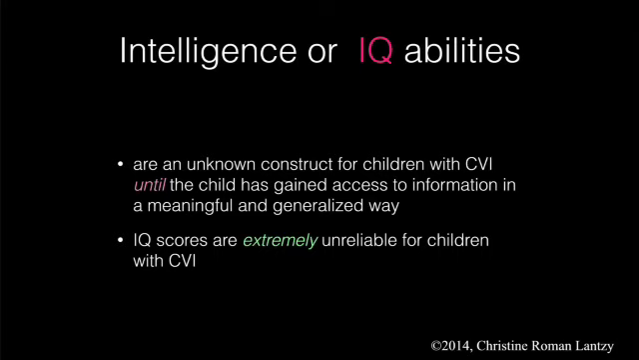A word about intelligence or IQ abilities: they are unknown. It is an unknown construct for children with CVI until the child has gained access to information in a meaningful and generalized way. IQ scores are extremely unreliable for children with CVI, and I usually suggest to families that they try to work with their school district to find an alternative way to describe their child's needs, because the IQ, in my experience, almost always scores lower than most people who know the child believe their abilities really are.